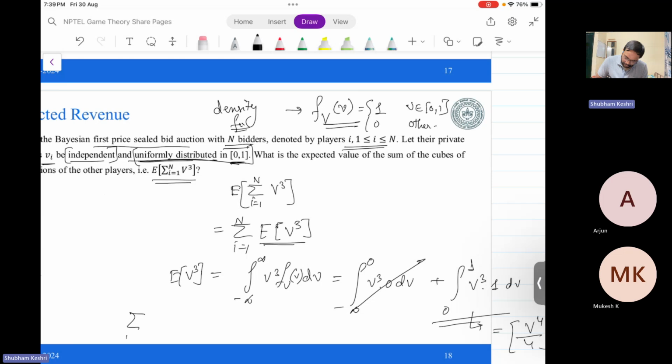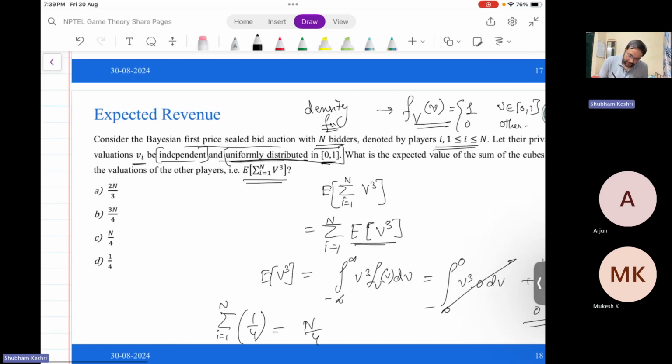Summation of i equals 1 to n of 1 by 4. What is this? 1 by 4 plus 1 by 4 plus 1 by 4, n number of times. So it will just be n by 4. Is this all right? Yes. So this answer is n by 4.